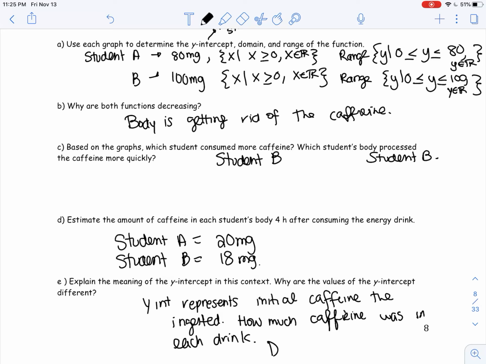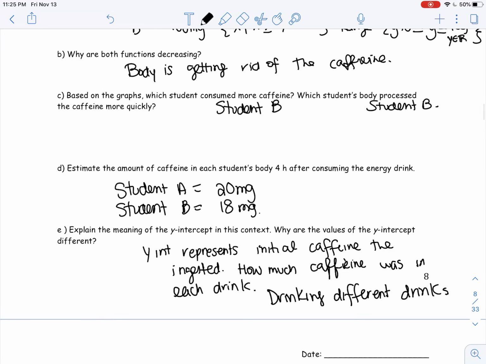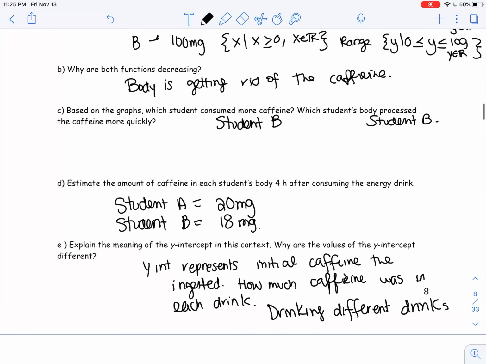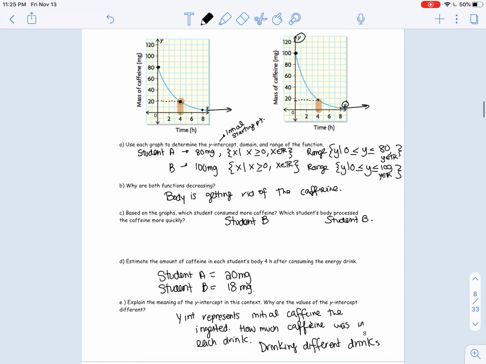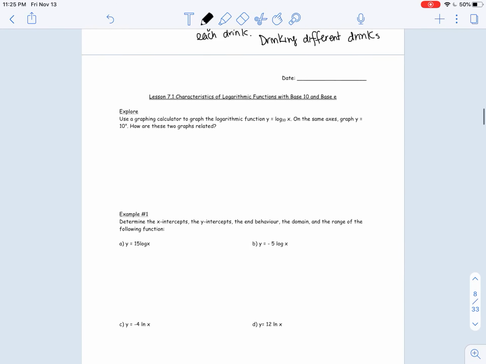Why are the values of the y-intercepts different? Well, they're probably drinking different drinks, different energy drinks. Because they're different drinks, I would assume they're going to have different levels of caffeine in them. Okay, so that's question letter E. Make sure you filled out all these notes. This is a good application question. It's going to be very similar to the one in your notes, so make sure you take a look at that.